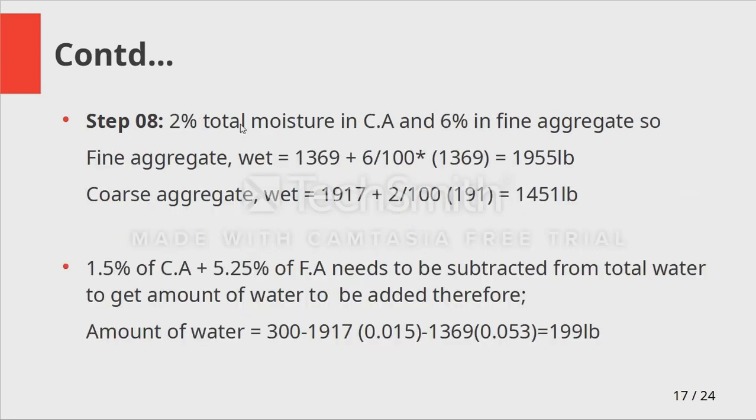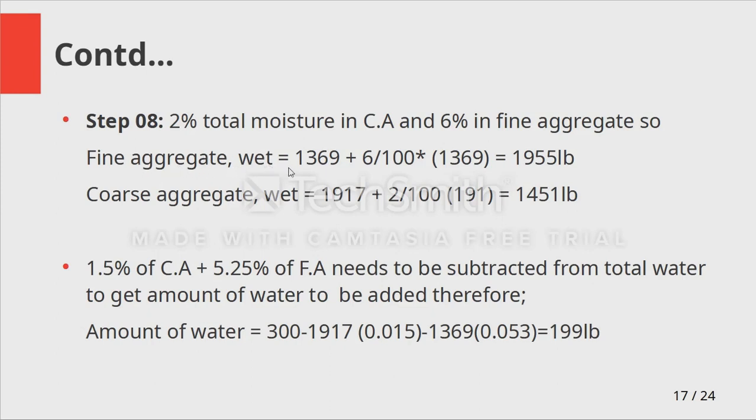Now initially it is given that the coarse aggregate contains 2% of total moisture, and fine aggregate contains 6% of total moisture. So it means that the weight which you have initially found is not the corrected weight, so we need to correct that. We need to find the wet weight which we should use, because you will be having the aggregate on site which will be wet, so you will be using the wet weight. Either you should use the dry weight, for which you will be subtracting the total moisture, or you should use the wet weight. But you have the wet aggregates, so you should use the wet weights.